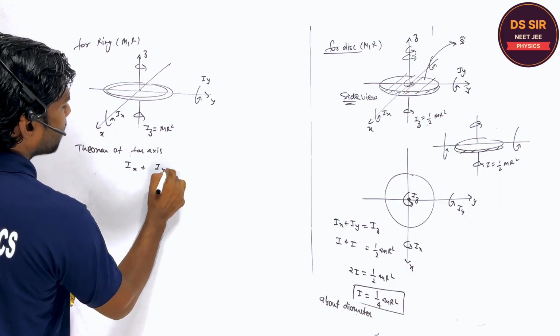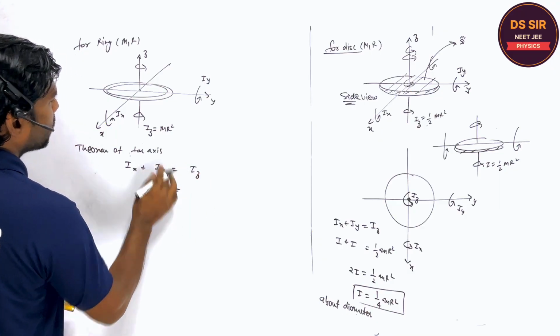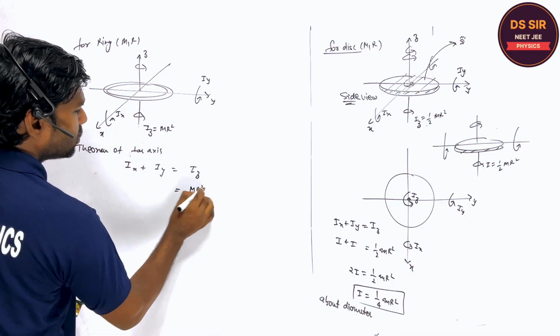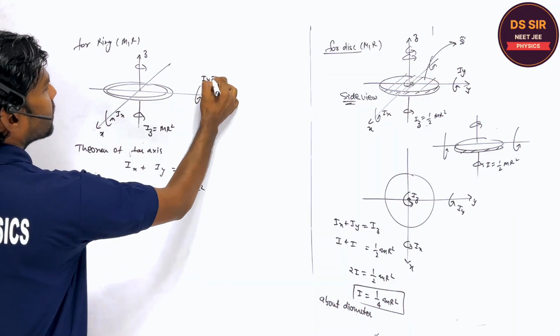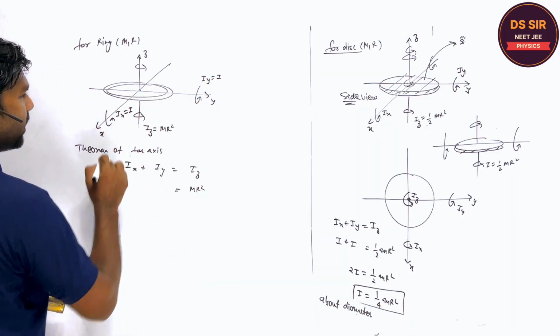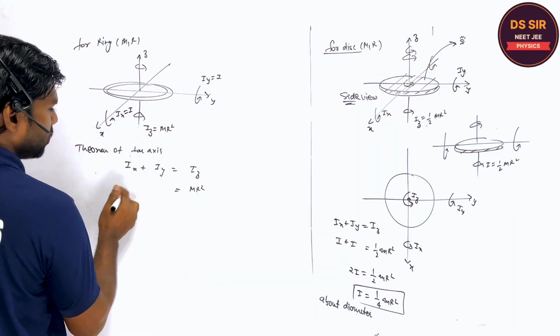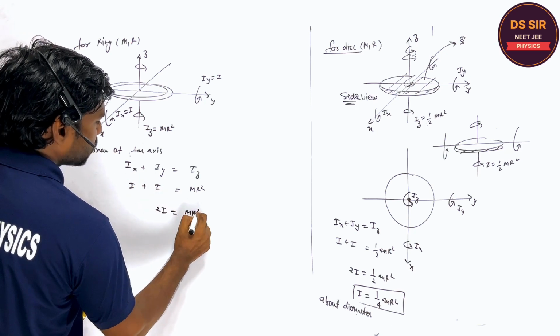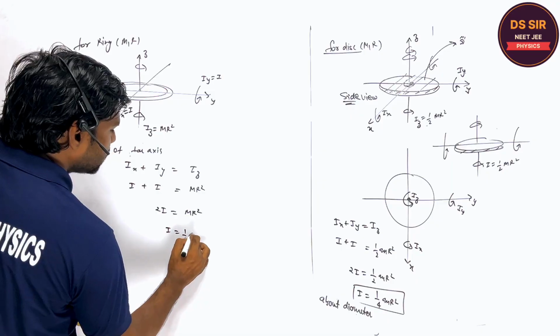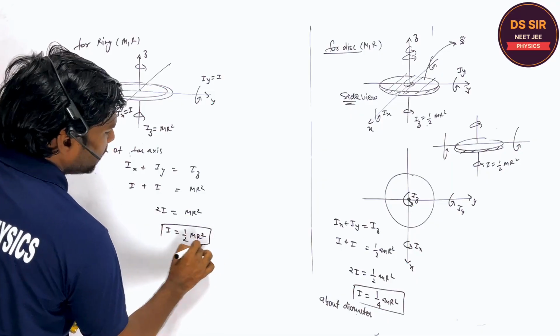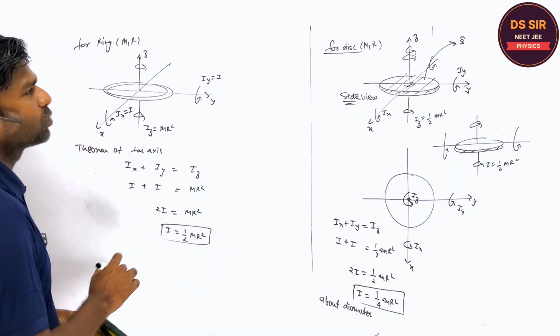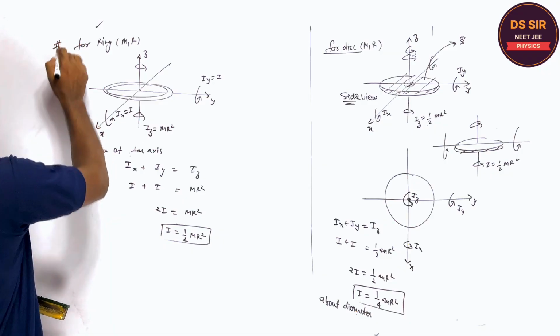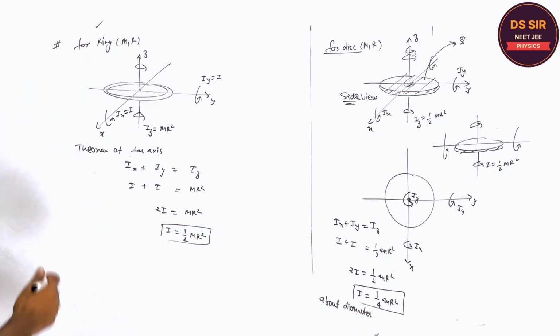Ix plus Iy is equal to what? Iz. What is Iz? Mr square. Ix and Iy must both be the same because they are symmetric. So I plus I, 2I, is equal to Mr square by 2. So the moment of inertia about one of its diameters is half Mr square for the ring. Do you understand this? Copy this.